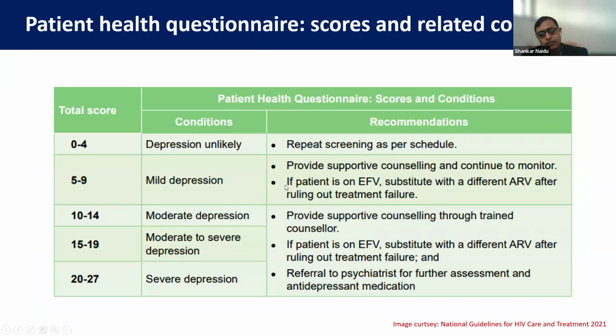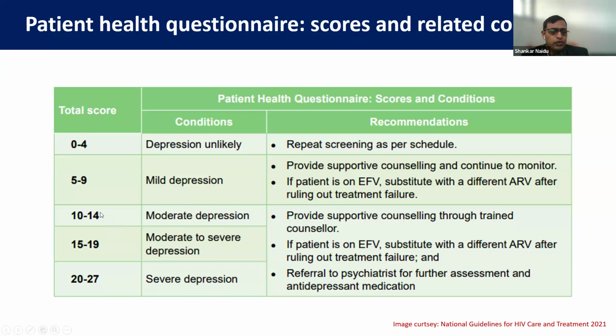If the score is between 5 to 9, then it indicates that there is a mild depression. So what is our role if the patient is having mild depression? At the ART center, we can provide supportive counseling and continue to monitor these patients. And if the patient is receiving efavirenz as a part of his ART regimen, then we need to substitute this drug to prevent further worsening of the psychiatric illness.